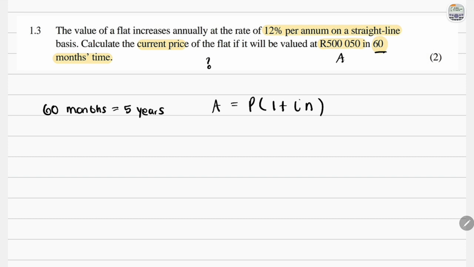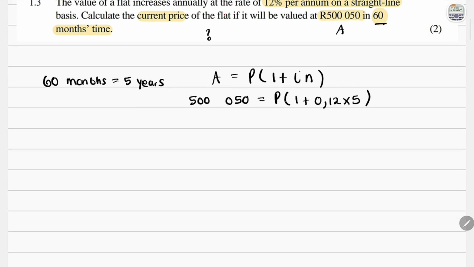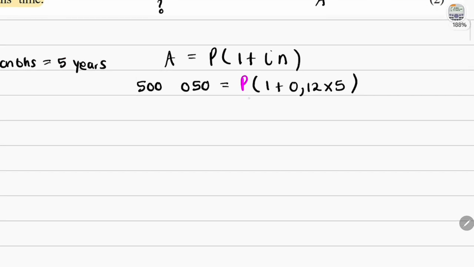Okay, so they've given us the value of A, which is 500,050 is equal to, and we have P, and then (1 plus), and our interest is 12%, so that is 0.12. Straight line, okay, not compounded, and then multiply by 5 years. And all we have to do is make P the subject of this formula. You see that to do that, P is multiplying to all of this.